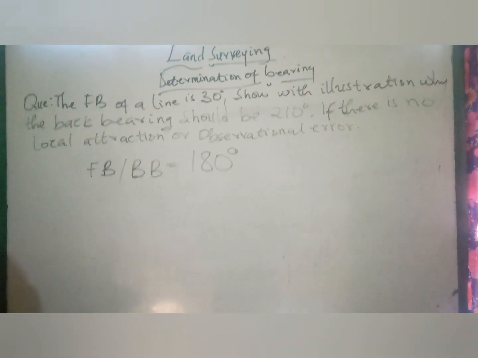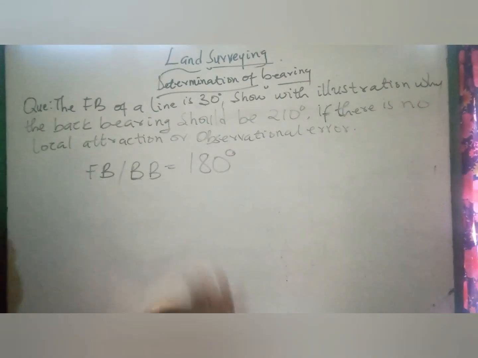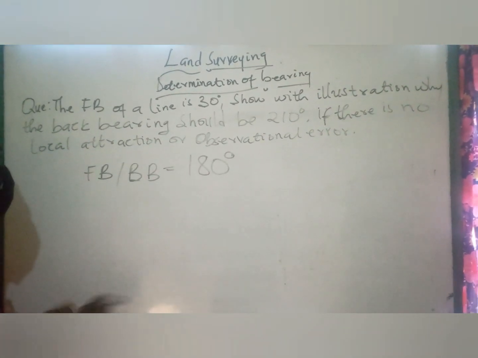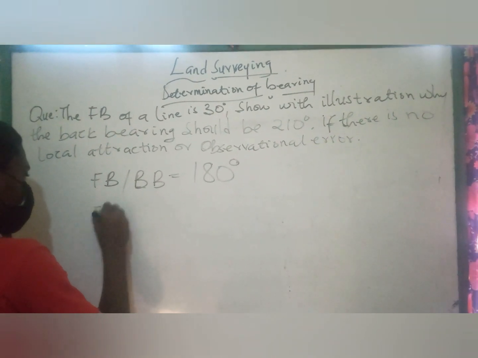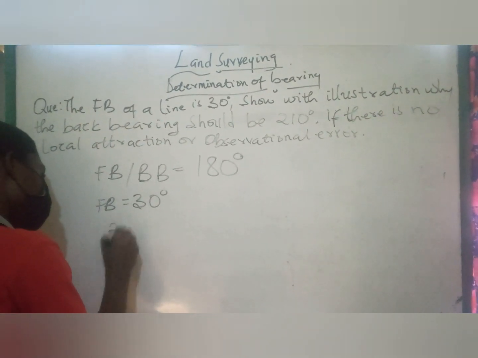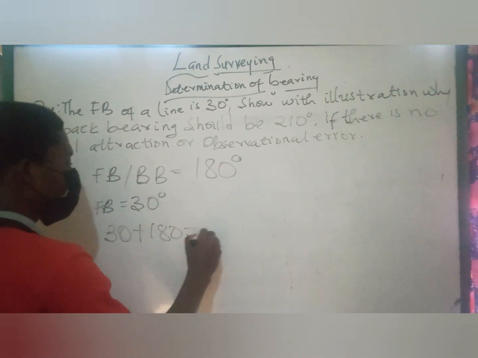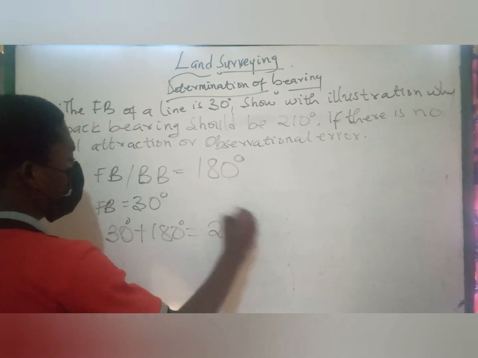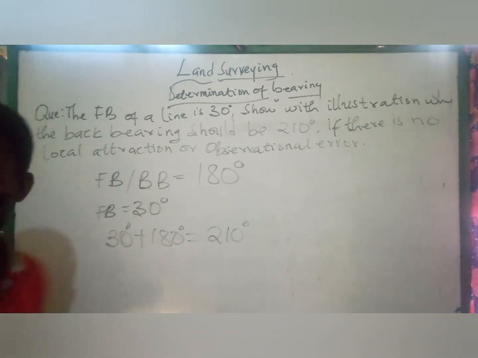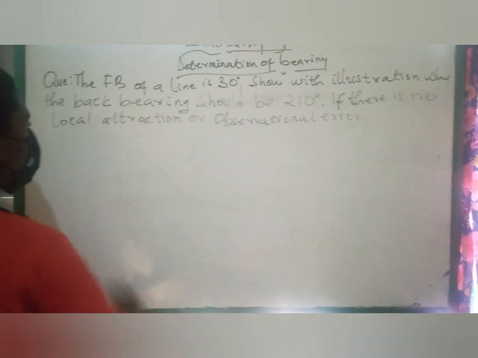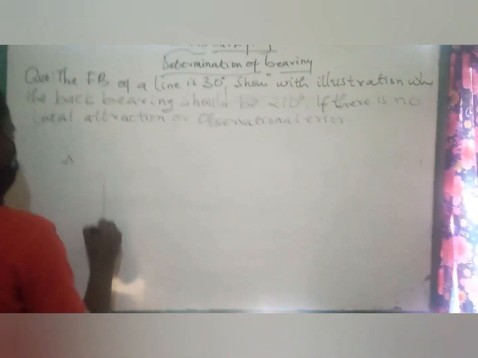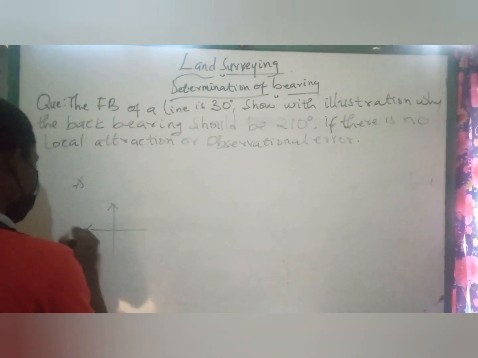And hence, showing with illustration why the forward bearing is supposed to be 30 and the back bearing is supposed to be 210 means that if my forward bearing is equivalent to 30 degrees, then automatically 30 plus 180 gives me 210 degrees. And to show this with a diagram, this is how it's going to look like. I stand at station A with my measurement.